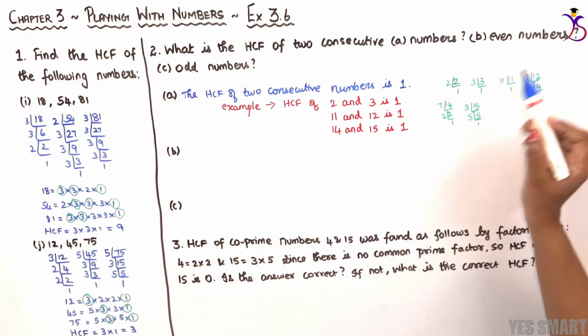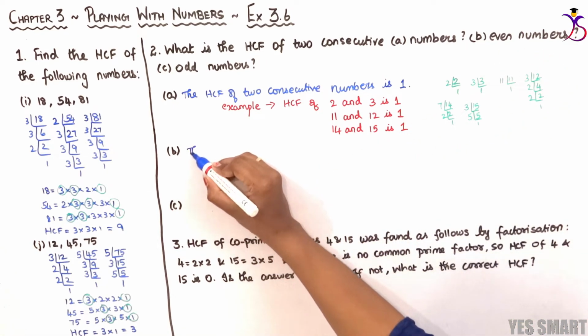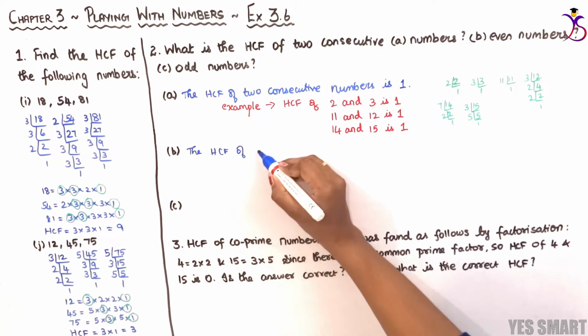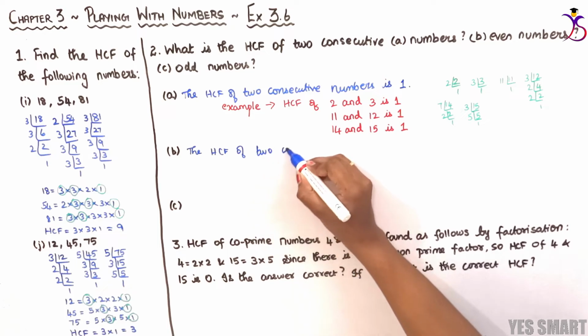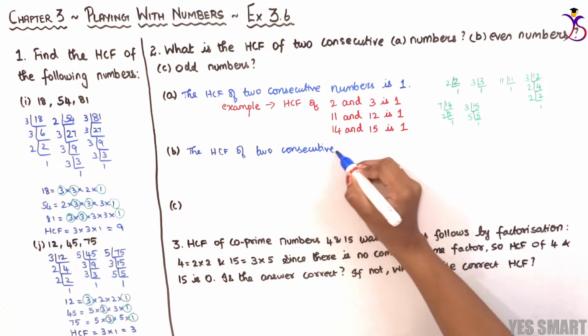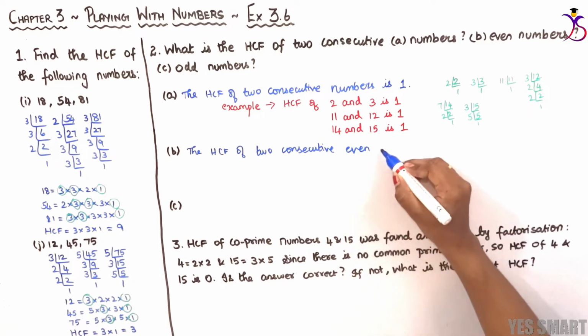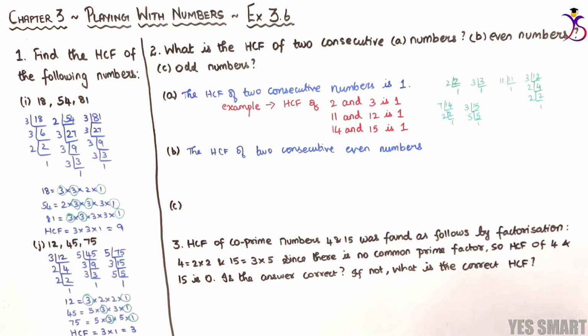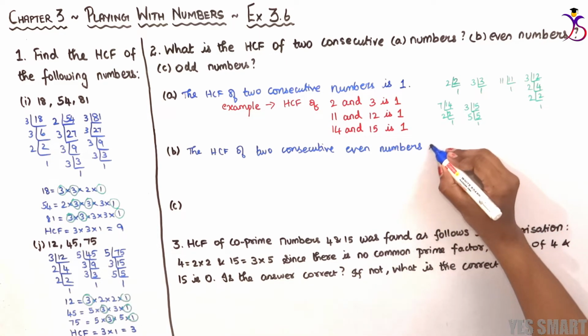Now, part B: the HCF of 2 consecutive even numbers. Here we have to look for 2 consecutive even numbers, for example, 4 and 6, because after 4, the next even number is 6. 8 and 10, because after 8, the next even number is 10. So for any 2 consecutive even numbers, the HCF is 2.